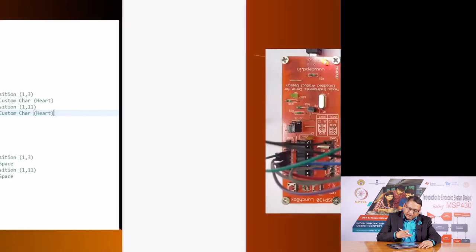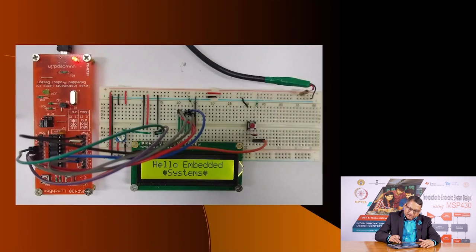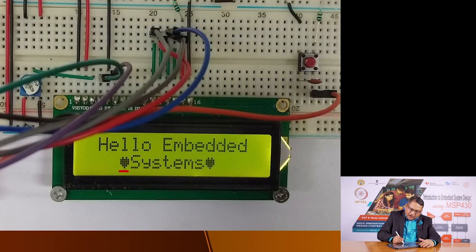Other than the LCD, you only need to connect a switch here. When you download the code, you will see the same hello embedded systems. When you press the switch, you will see that 2 hearts appear before and after the systems. When you press the switch again, they will disappear, and so on and so forth.